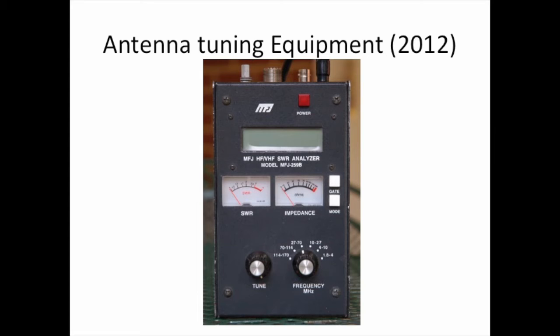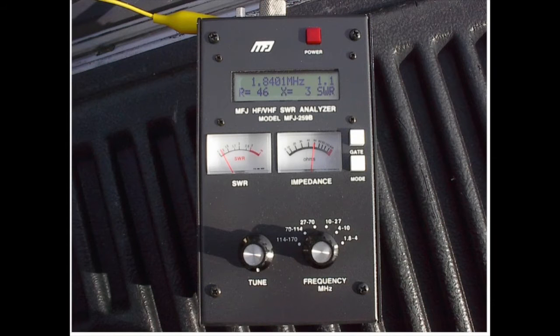There's a lot of equipment nowadays that's a lot smaller than what I use. This is an MFJ 259 antenna analyzer. A great little piece of equipment, and there's a lot of stuff like that out there. This shows the frequency and resistance and the reactance of an antenna that I was working on.